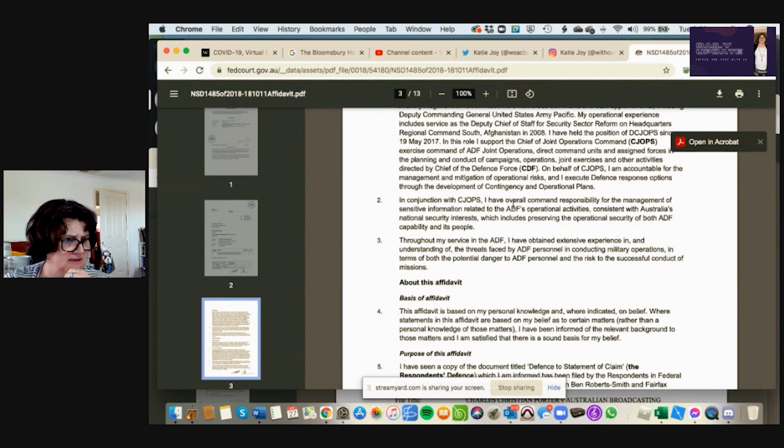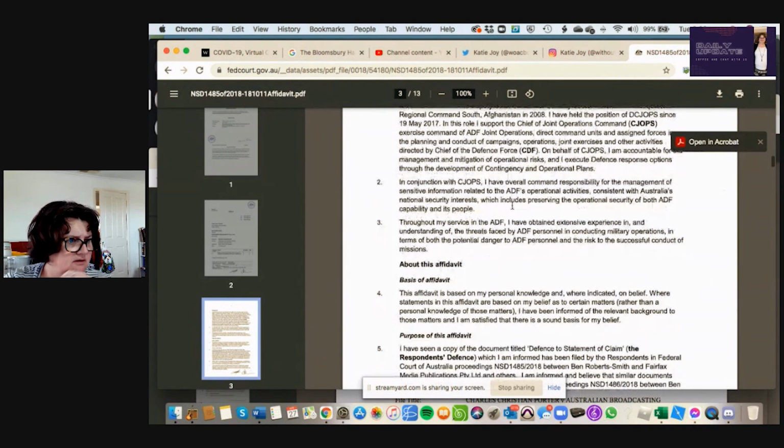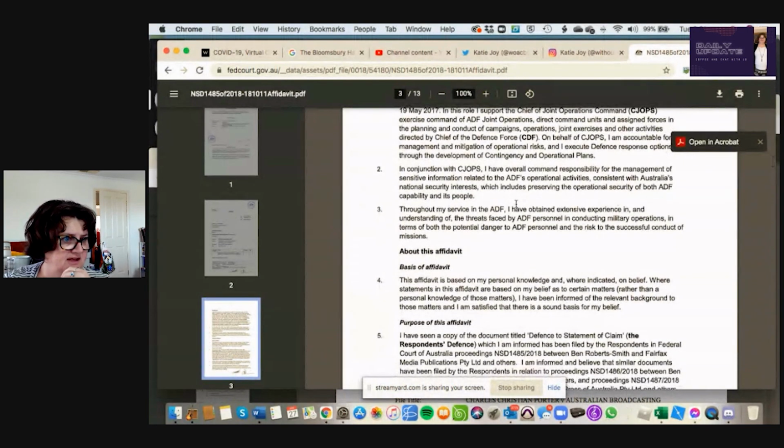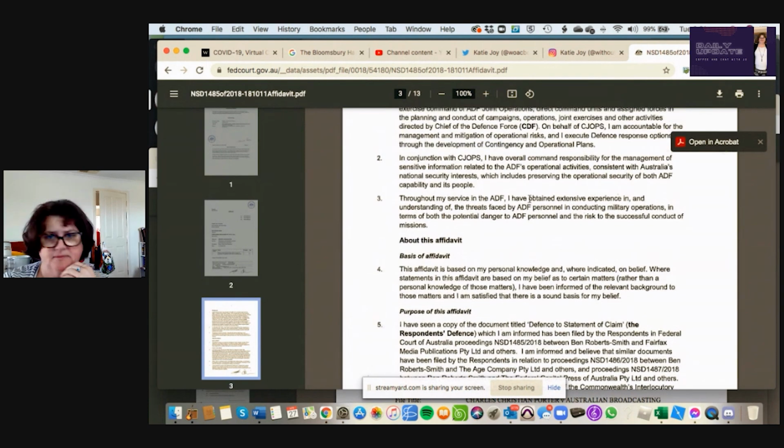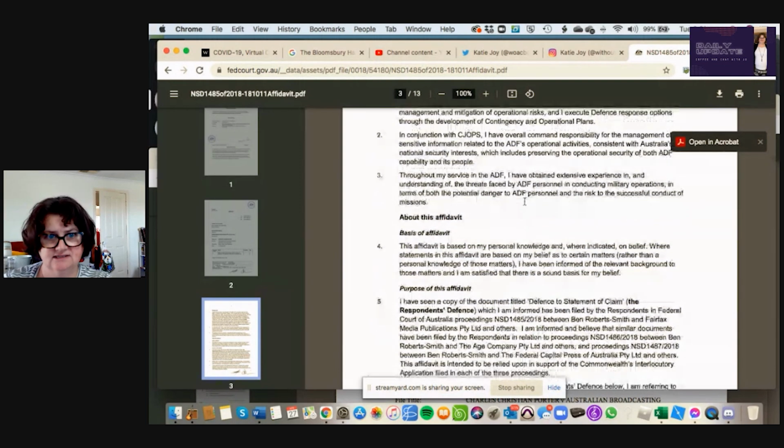I'm accountable for the management and mitigation of operational risks, and I execute defence response options through the development of contingency and operational plans. In conjunction with CJ Ops, I have overall command responsibility for the management of sensitive information related to the ADF's operational activities, consistent with Australia's national security interests, which includes preparing operational security of both ADF capability and its people.